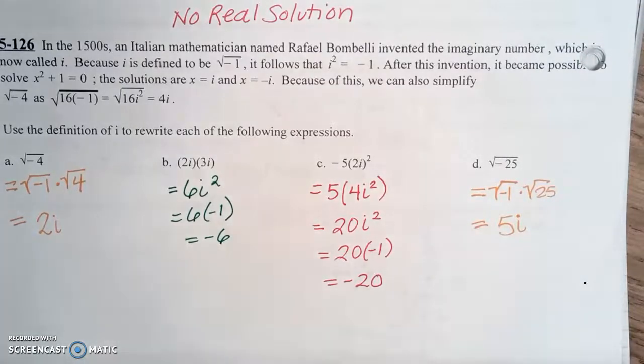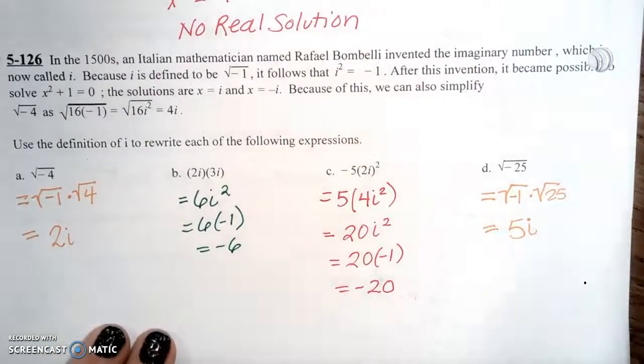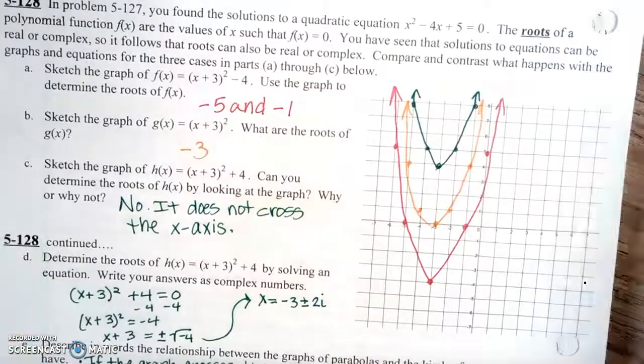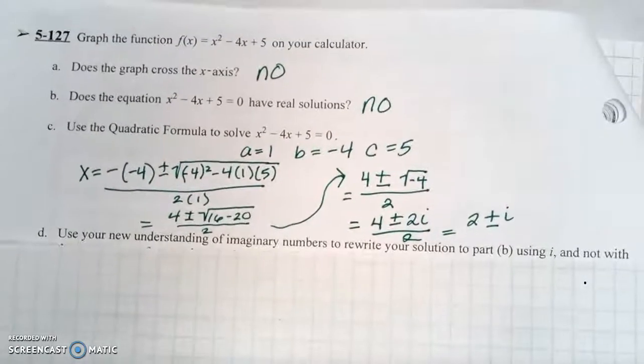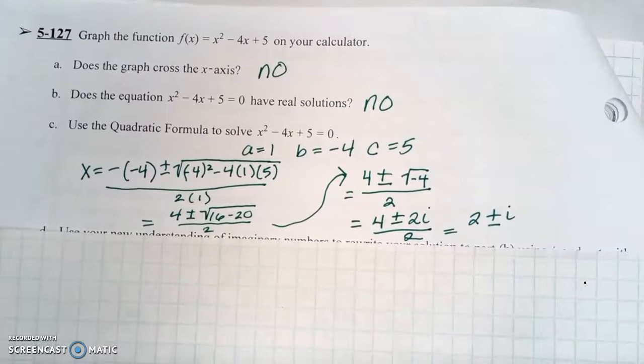All right. Turn over to the top of page 28. At the top of page 28, we have question number 127. It says, graph the function f of x equals x squared minus 4x plus 5 on your calculator.